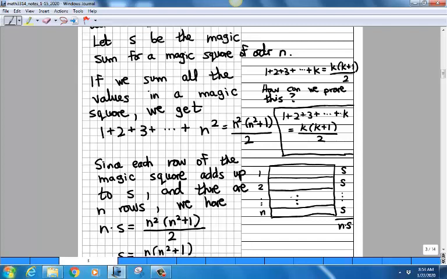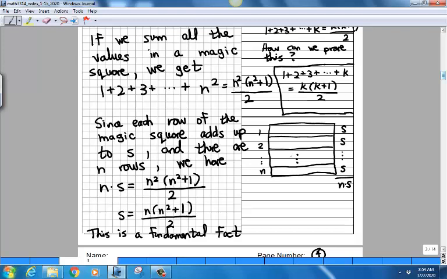But we already said that's going to be n squared times n squared plus 1, divided by 2. So now you have this nice equation involving S, the magic sum. You can solve for S by dividing both sides by n. And what do we get there? We get n, not n squared, but n times n squared plus 1, divided by 2. So for a magic square of a particular order, that's what the magic sum always has to be.